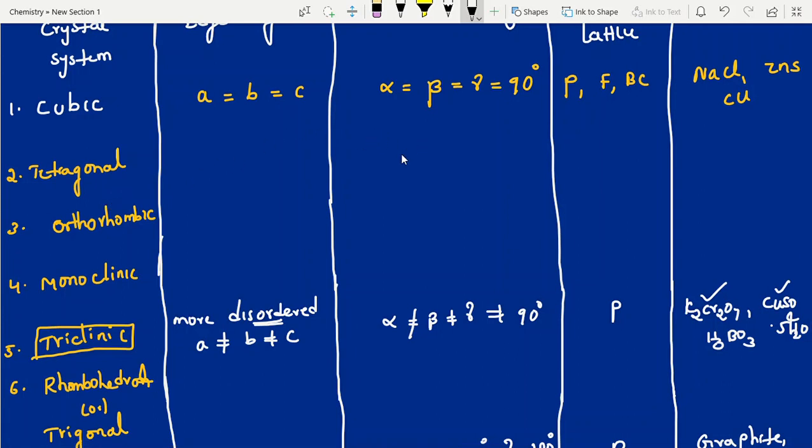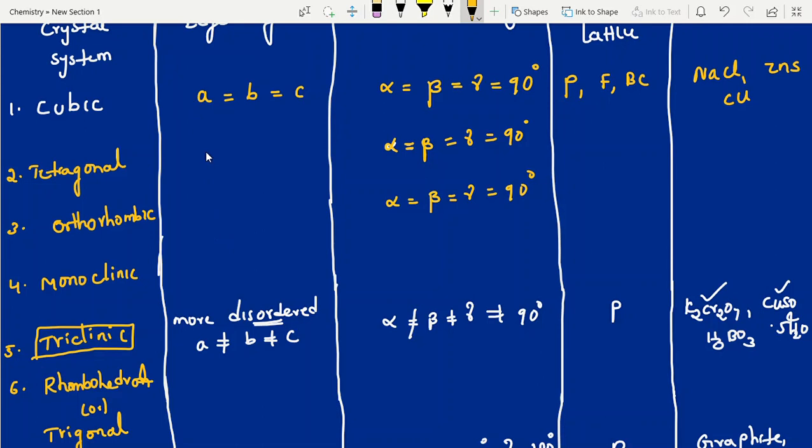The edge lengths are the same, students. Angles, no doubt, are the same. You can write alpha equal to beta equal to gamma equal to 90 degrees. Even orthorhombic also has alpha equal to beta equal to gamma equal to 90 degrees. No doubt, the first three you can remember like this.